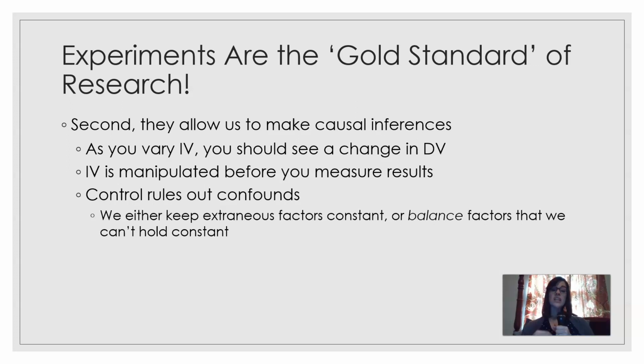So we either need to keep those extraneous factors constant across participants, or we need to balance whatever we can't hold constant. So these are the three criteria for causality. I will go back and talk about this a little bit more in a bit, but experiments meet all three criteria for causality if you are designing your research well. And that's why experiments are pretty great.